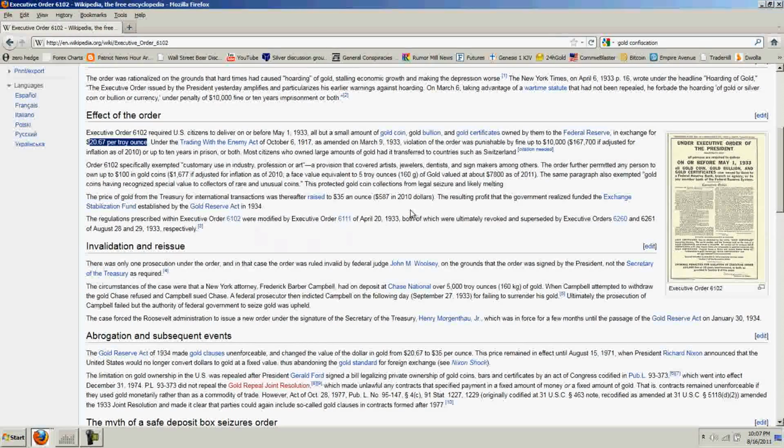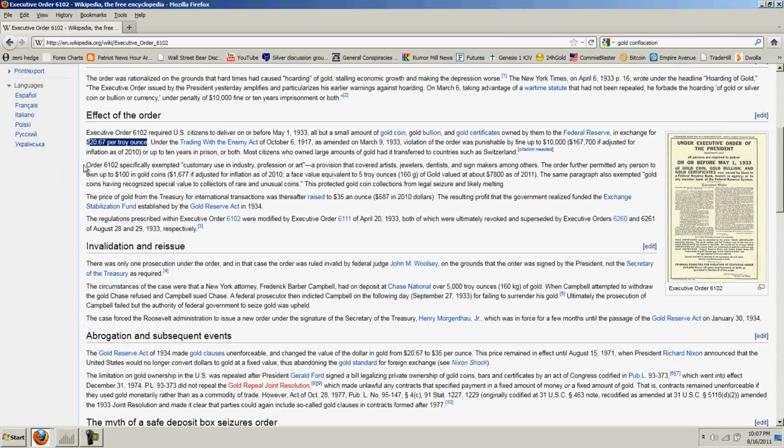Executive Order 6102 required U.S. citizens to deliver on or before May 1, 1933 all but a small amount of gold coin or gold bullion or gold certificates owned by them to the Federal Reserve in exchange for $20.67 per troy ounce. And it goes into the Trading with the Enemy Act and all this stuff. Don't get me wrong, all this is, in my mind, completely despicable, because obviously it wasn't the hoarding of gold that was the problem, it was the Federal Reserve and what they did. And I don't want to go into a history of the Depression and why our modern history books are false, but this is not the way it's portrayed.